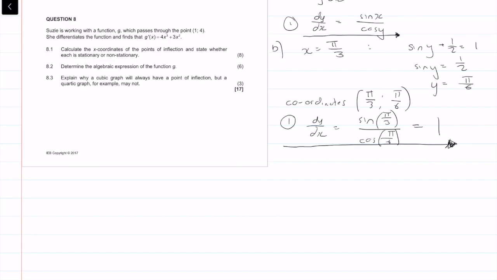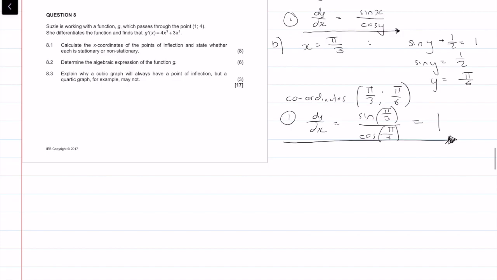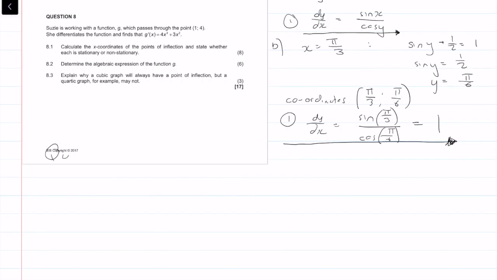We are going over the 2017 IEB exam. We've gone through most of the questions and we're nearing the end. This is question 8. Basically it has to do with differentiation, points of inflection, a little bit of graph work. Okay, so let's get straight into the question. So this is question 8.